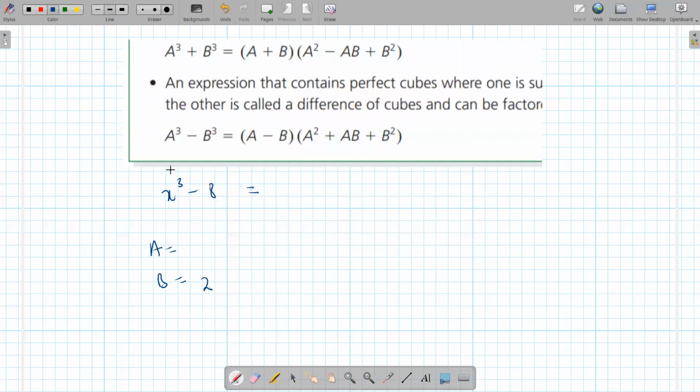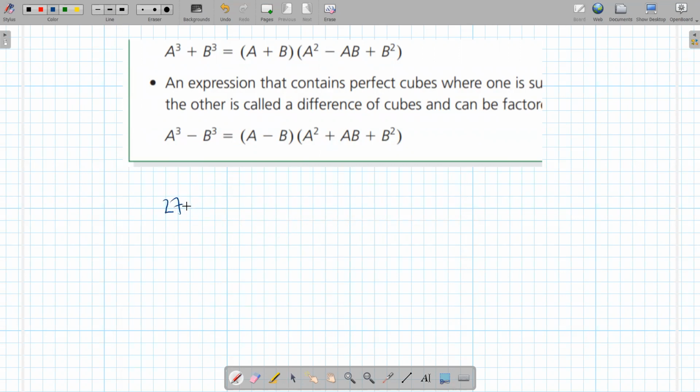What's your a? a is just x, right? a cubed is x cubed, and so that means a is x. b cubed is 8, that means b is 2. So the answer to this in factored form, you can just factor this straight up. That's going to be x minus 2, a minus b. Then a squared is x squared, plus ab is 2x, plus 4. There we go. We factored it. Okay. Let's try something a little bit more difficult.